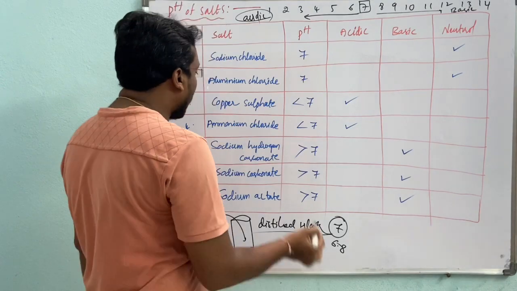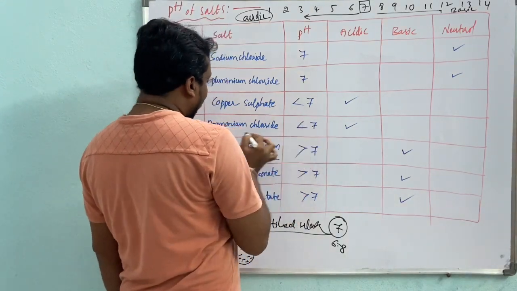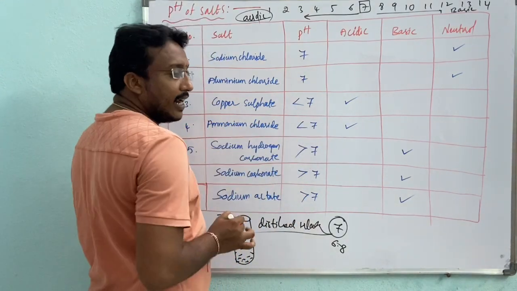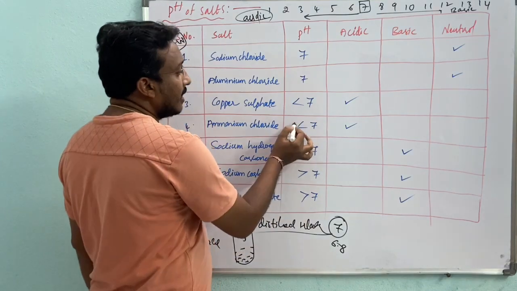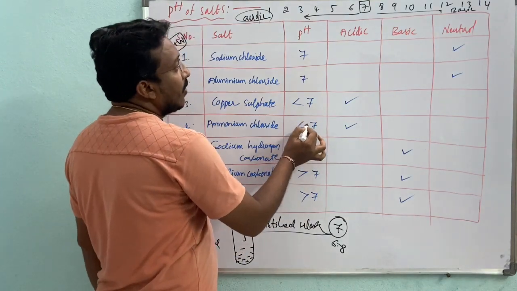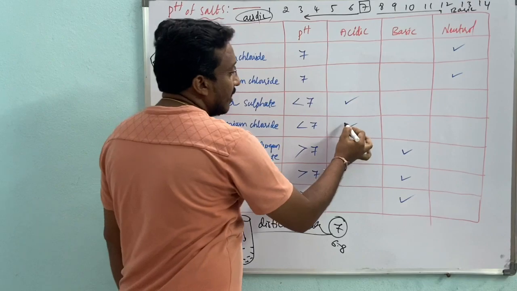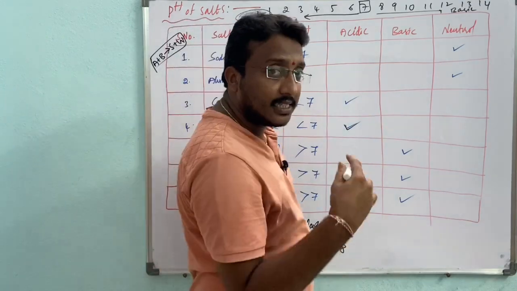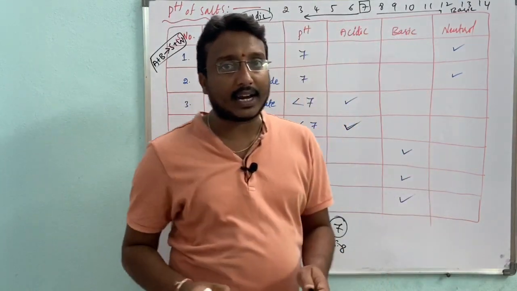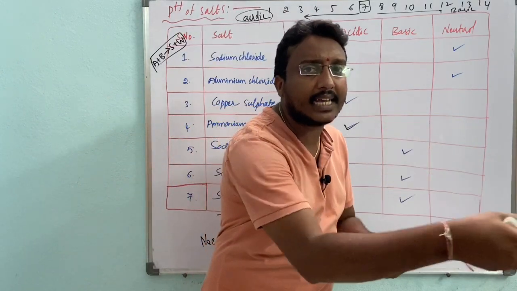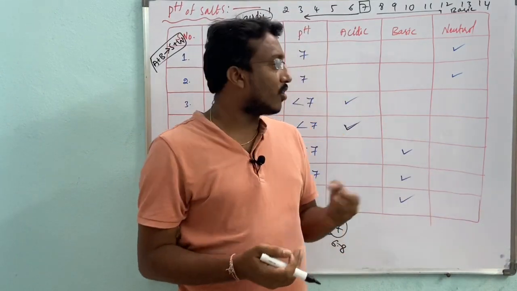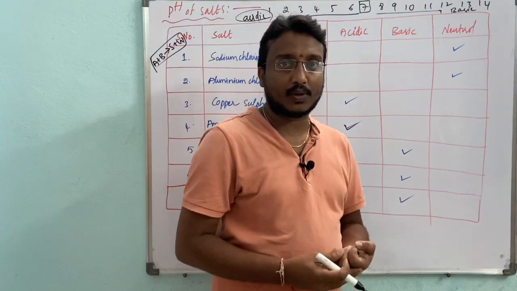Got it? Right. Then again the ammonium chloride. Ammonium chloride's pH value is also less than 7. That salt is acidic in nature, right? It is a salt, but it has a little bit of acidic nature. That's called acidic salts, right?